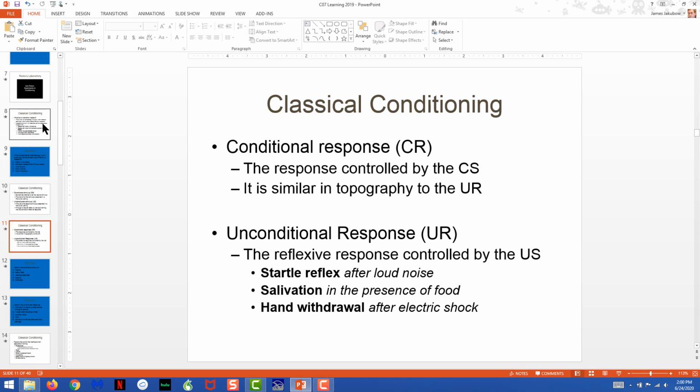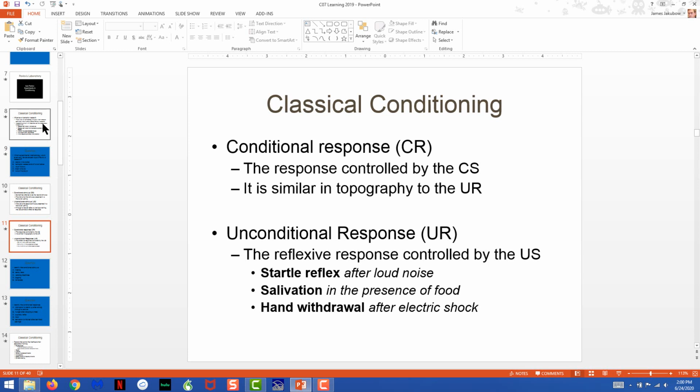Now, you might wonder, how can you tell the difference between a CR and a UR if they're both salivation? Well, it's the functional relationship between the stimulus and the response that's relevant in this case. If a neutral stimulus like a metronome is being played and the dog responds to it, then that response is a conditional response. But if you're actually using the food that has a natural reflexive connection to salivation, then that response is going to be considered an unconditional response.